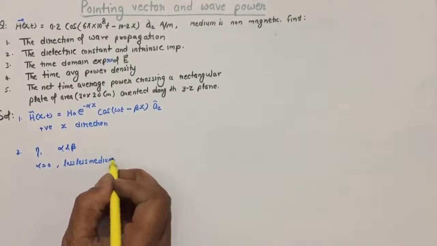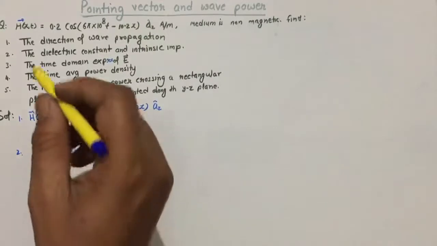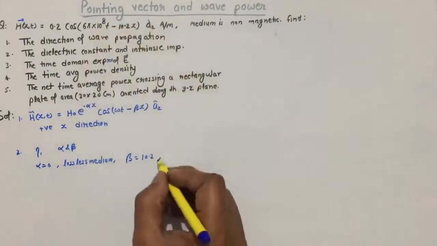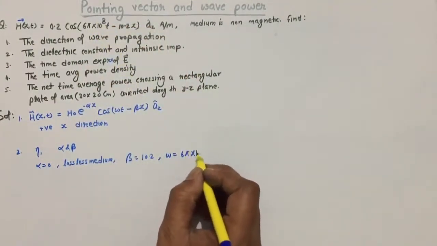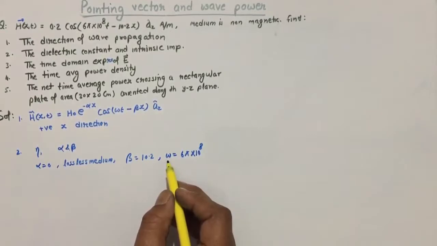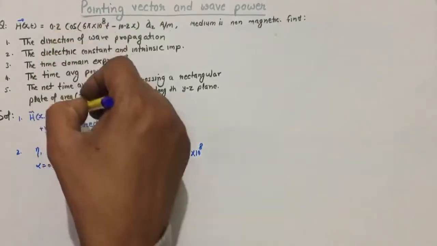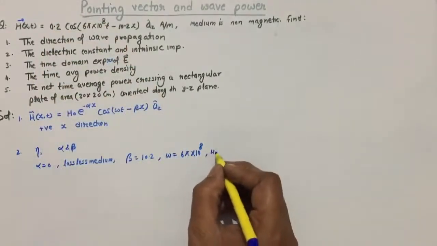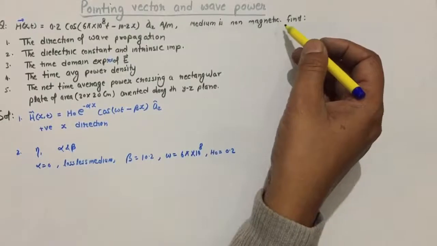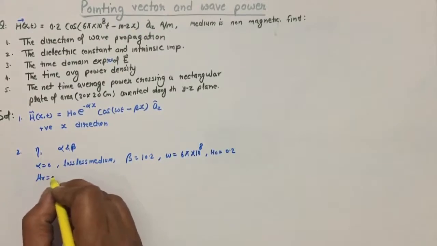Okay, and beta from here we have 10.2, and omega is 6 pi into 10 to the power 8. So we have information regarding alpha, beta and omega, and if we put alpha here and relate from this to this equation, then we can find H naught is equal to 0.2. We have this information. And for non-magnetic material, the relative permeability is 1.